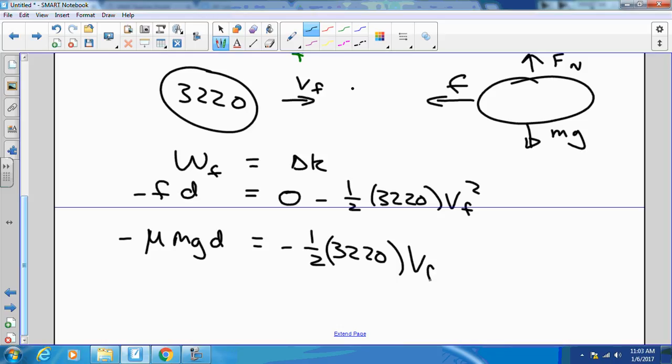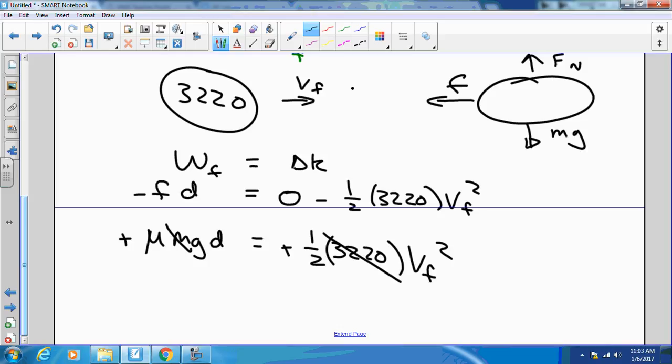And I believe that we have all of the numbers we need. Notice that the mass is 3220, so the mass cancels out. Once these guys start skidding, it doesn't matter how much they weigh. Also, the negative signs cancel out.